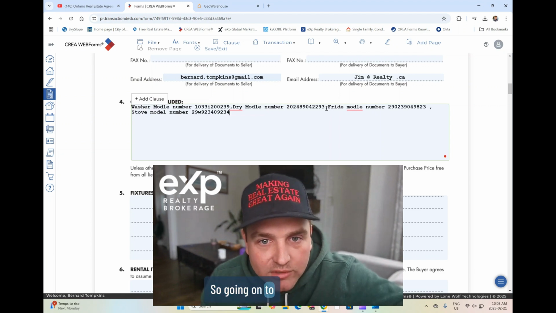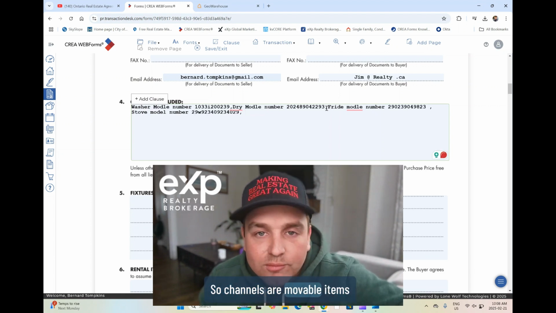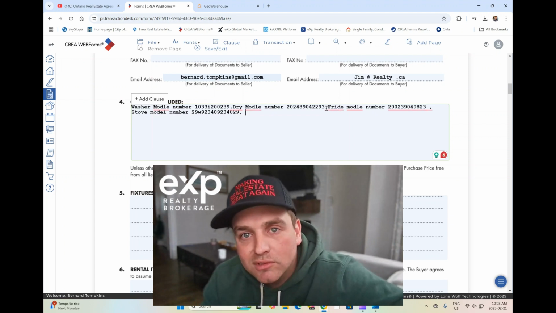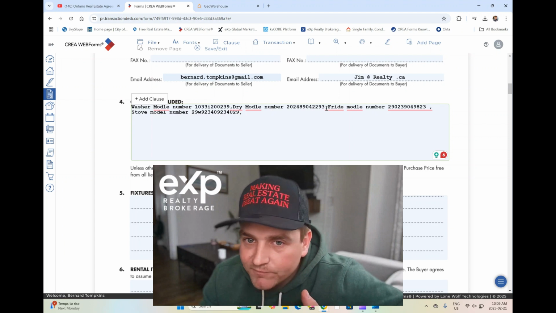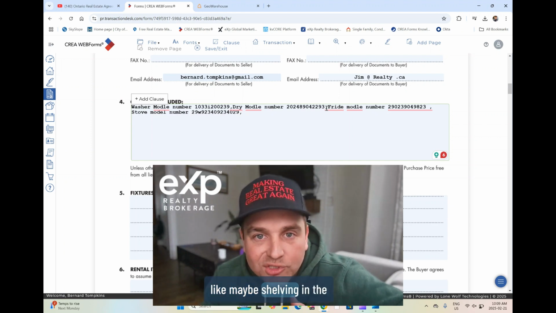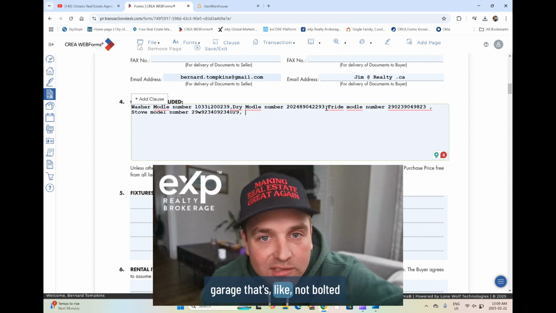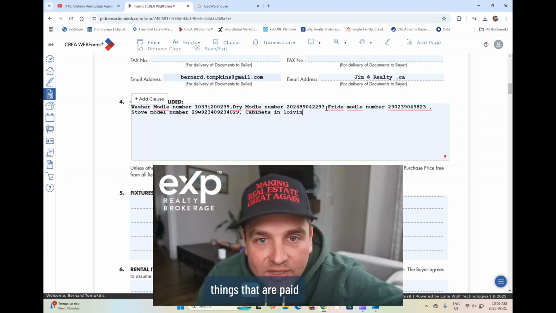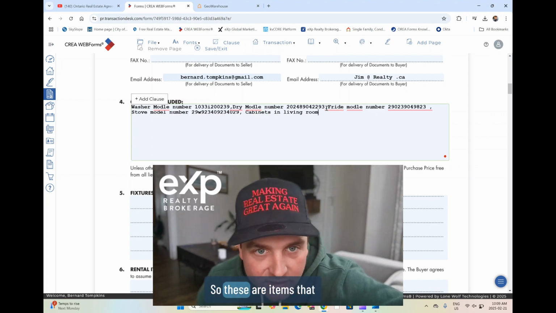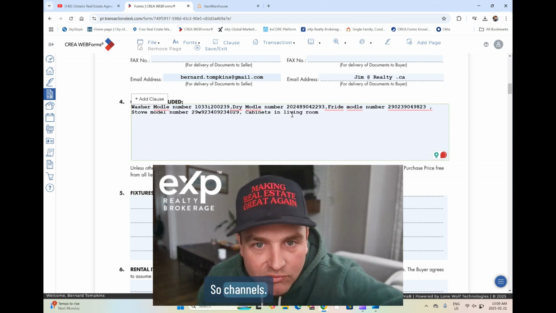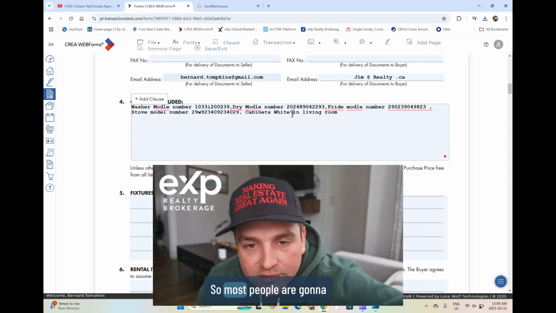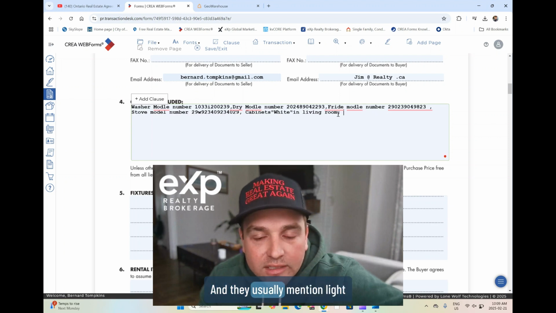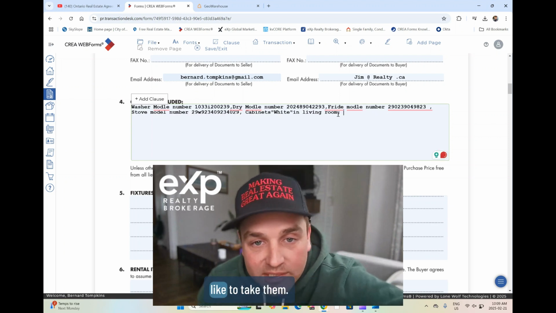Chattels. So going on to chattels, personal items. So chattels are movable items like appliances, curtains, movable things like maybe shelving in the garage that's not bolted down, things that are paid off, that aren't financed. So these are items that would be paid off. So chattels included. What's included? So most people are going to put all window coverings, and they usually mention light fixtures because some people like to take them.